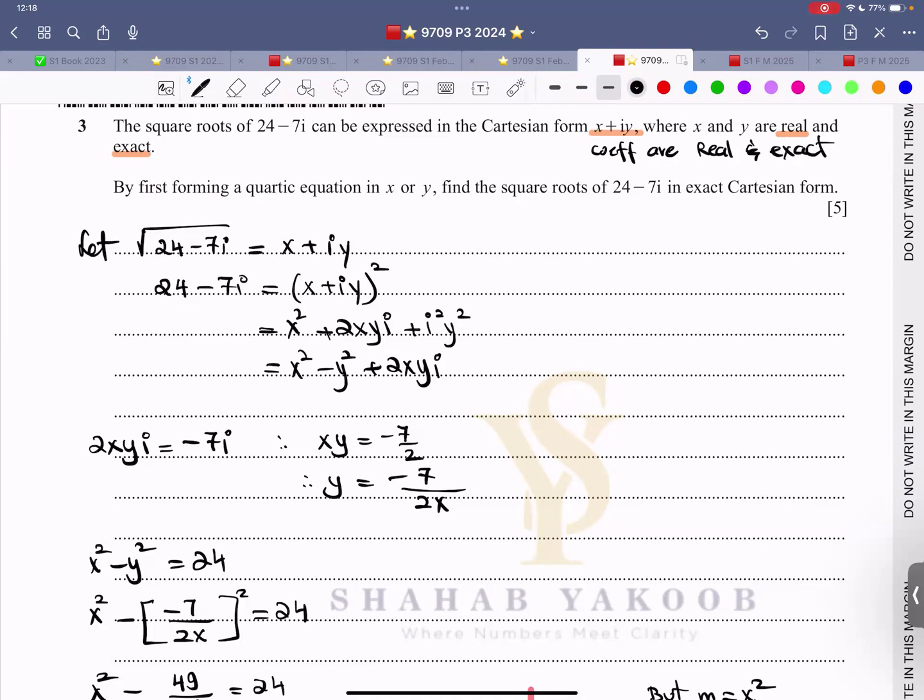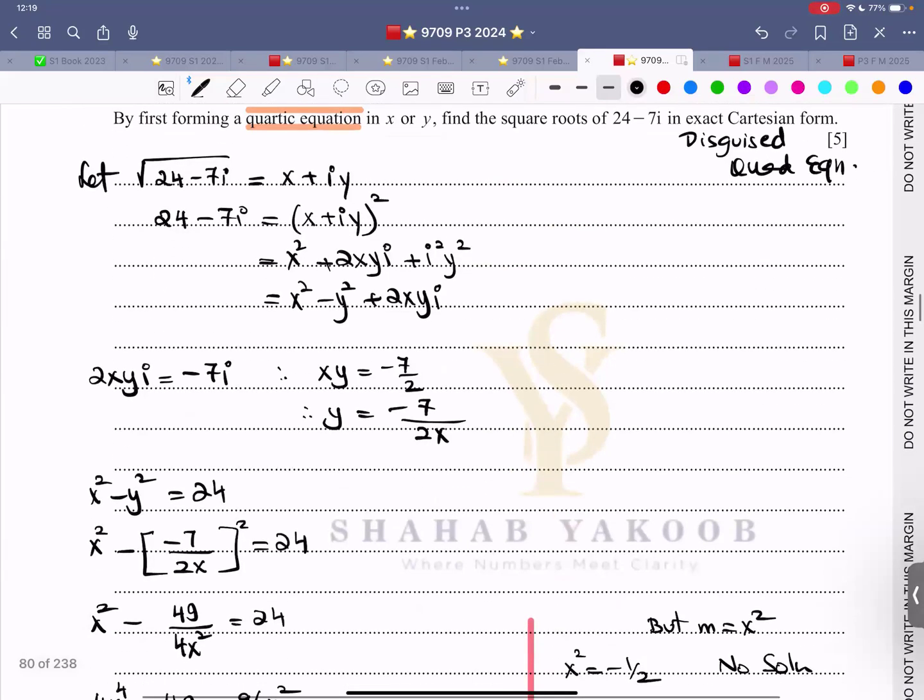So keep that in mind. By first forming a quartic equation in x or y, find the square root of this thing in the exact form. So now the examiner never gave a hint before. This is the first time that they are giving us a hint. We know that this is a disguised quadratic equation. We have solved this question many times before, not a big deal, but this is the first time that they have given us a hint.